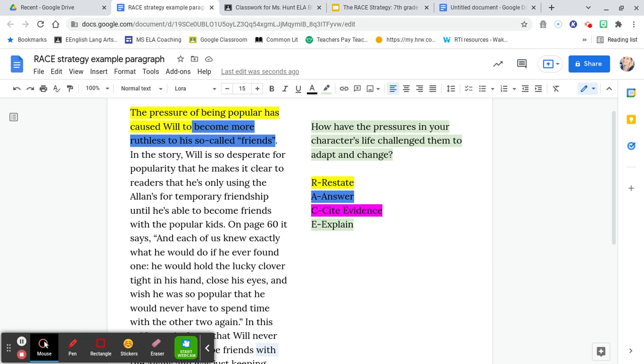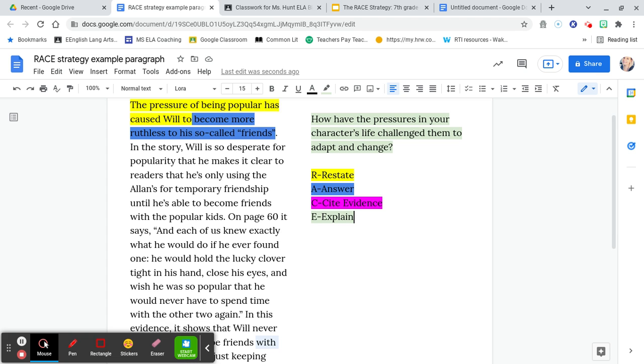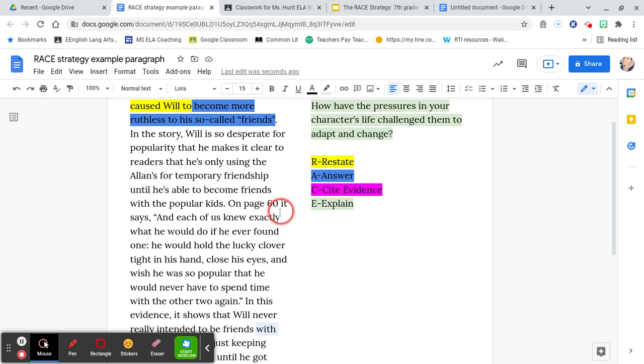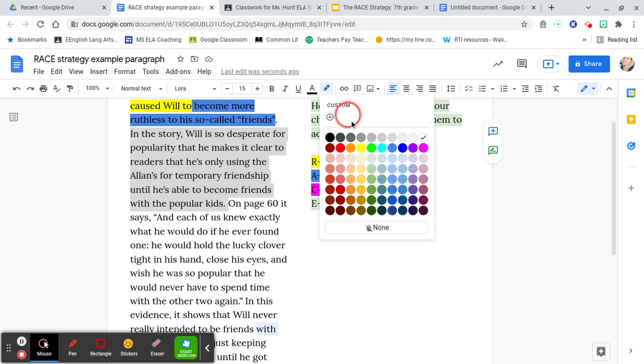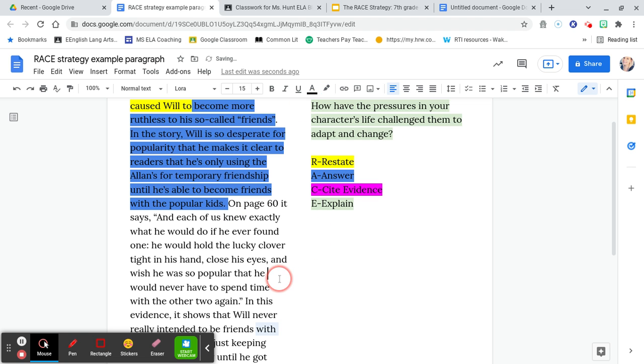Now, the next step I've done here is, before I cited my text evidence, I wanted to give readers just a little summary of what's going on in the story that would help us understand the evidence I'm going to provide. So I've written a little summary here, saying, "In the story, Will is so desperate for popularity that he makes it clear to readers that he's only using the Allens for temporary friendship until he's able to become friends with the popular kids."